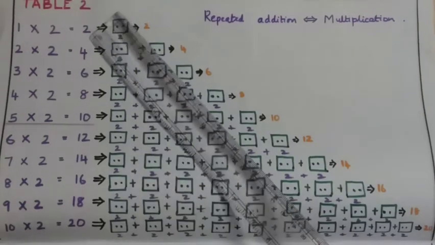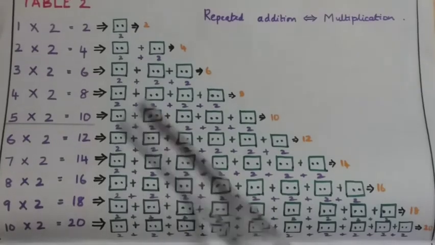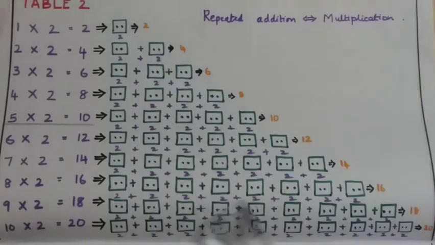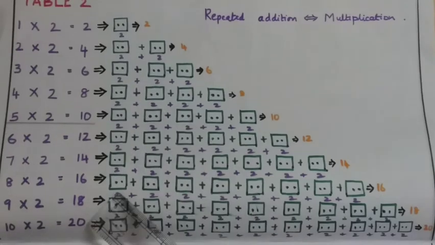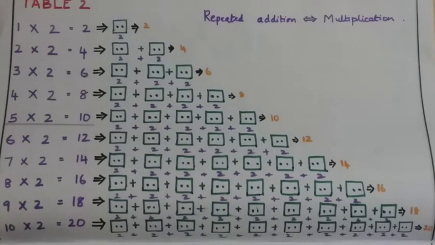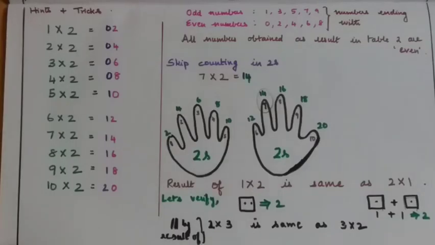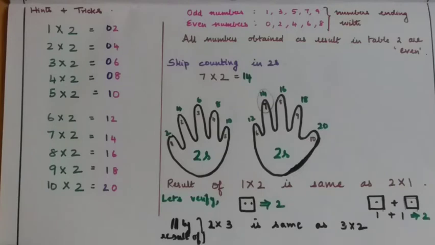So this is how you need to make your kids understand how the results of tables are obtained, instead of vaguely introducing tables and asking them to memorize. This is one of the effective methods which makes the kids strong in the basics of tables. Now let's provide a few hints and tricks that would help the kids memorize table 2 easily.